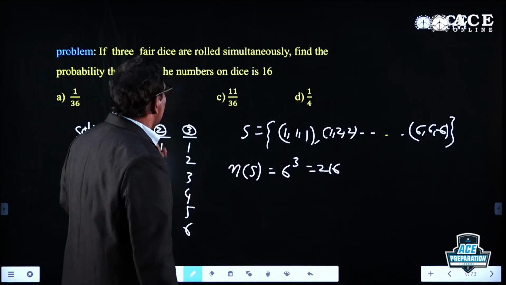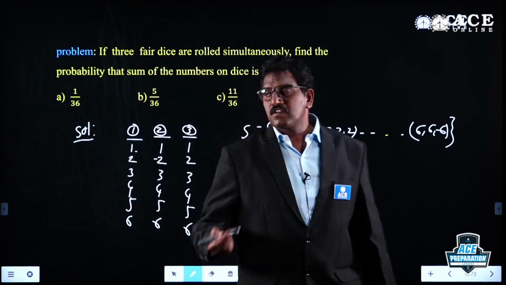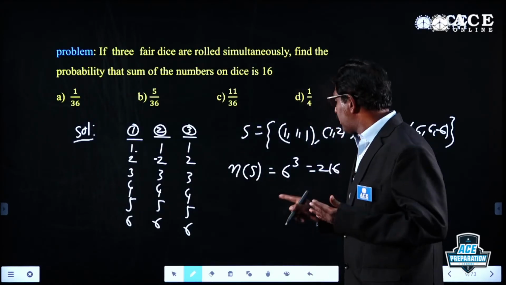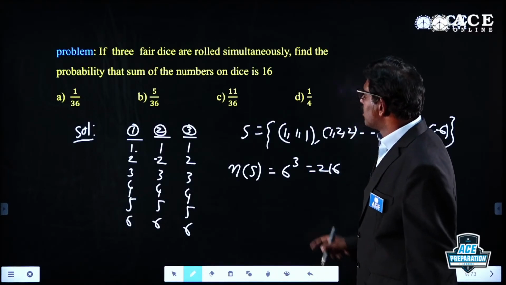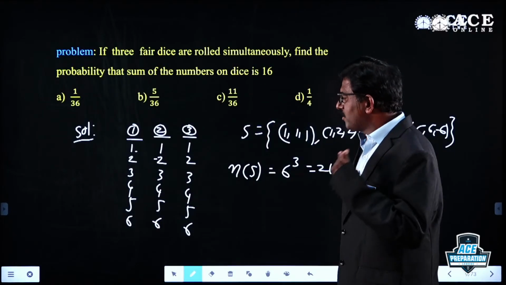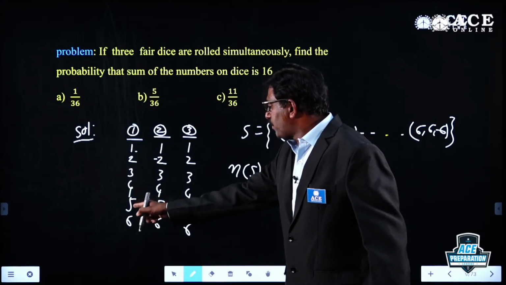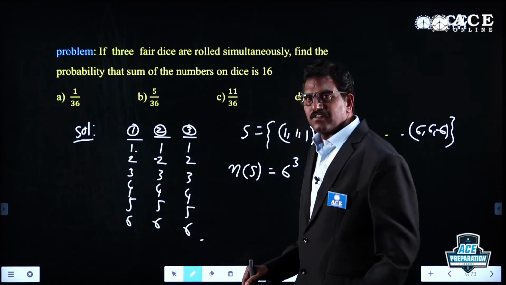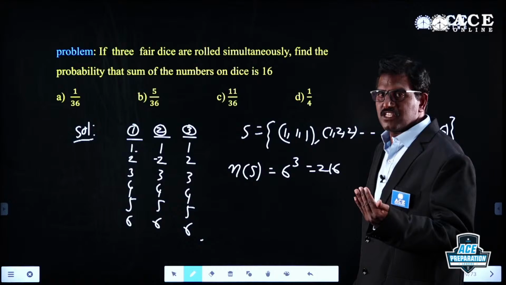Now coming to the numerator. The numerator is always the favorable case. The numerator always comes from the question. As I already told you, the numerator is a part of the denominator. Among these 216 possibilities, how many of them give sum 16? To verify, we could check 5,5,6 and 6,6,4 like this. If you verify like this, how much time will it take? No doubt, it is not a suggestible way.